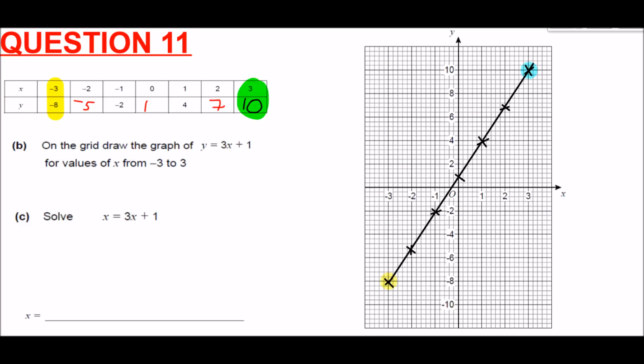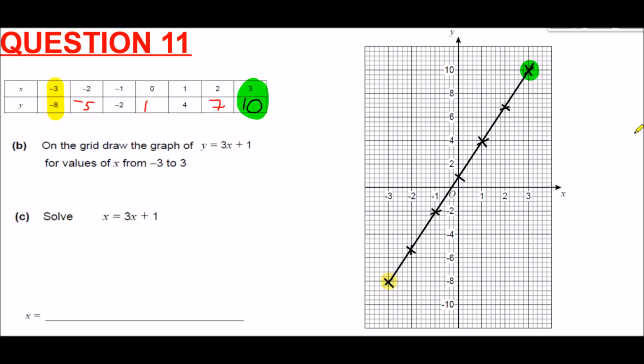I've actually made a slight highlighting error. That 3 and 10 I meant to highlight with green. That makes slightly more sense now. Now we're told to solve x equals 3x plus 1. Now there's 2 ways I'm going to show you for this.